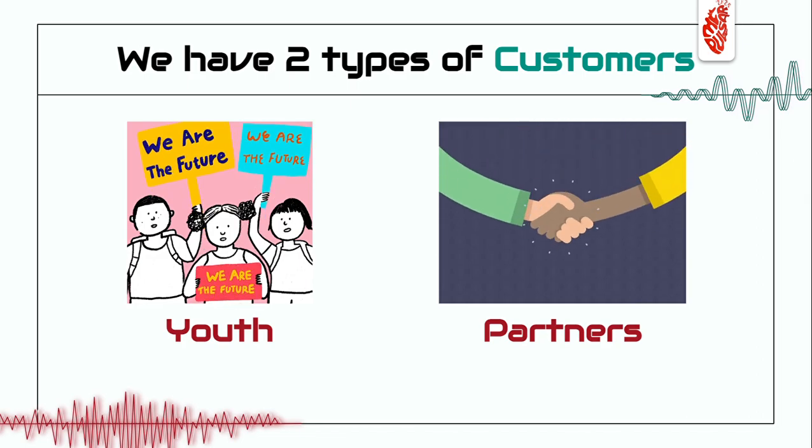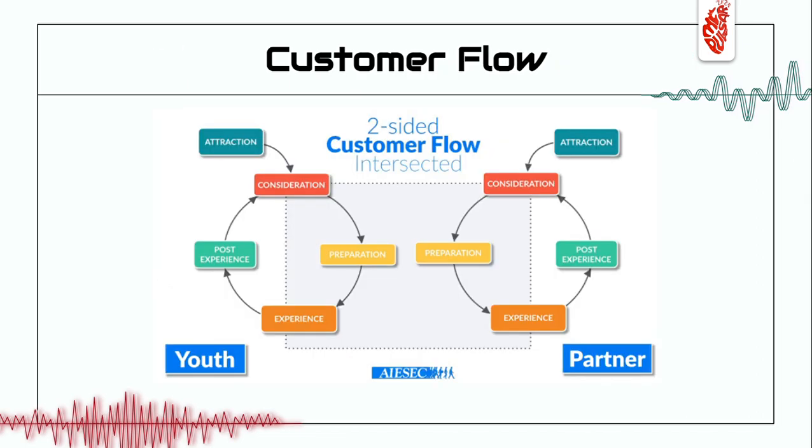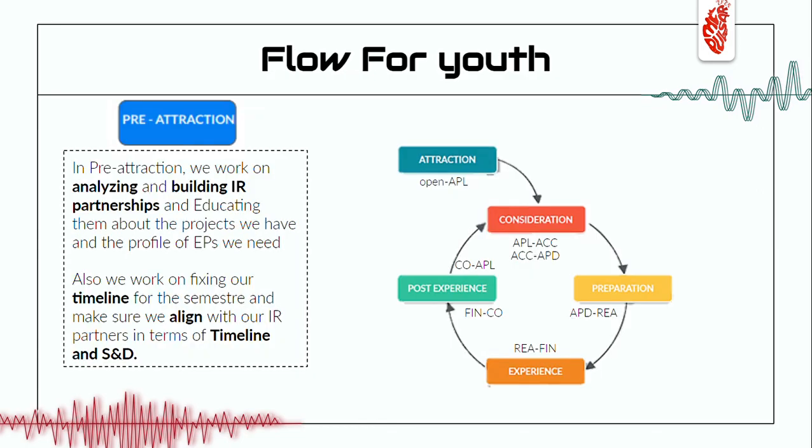And we're talking about the customer flow, which is the circle that you see in front of you now. It's divided: we have the customer flow for youth and the customer flow for partners. They may look the same actually, but the steps and what needs to be done in each of them are very different from each other. So let's dig a little bit into the customer flow for youth.